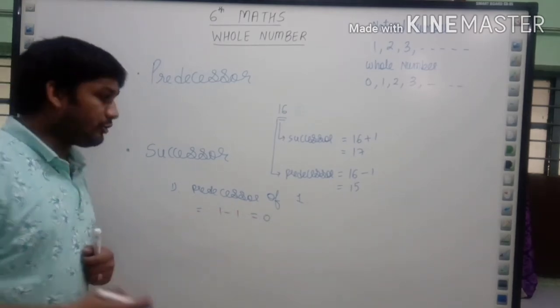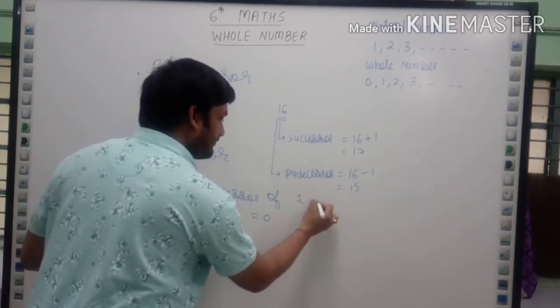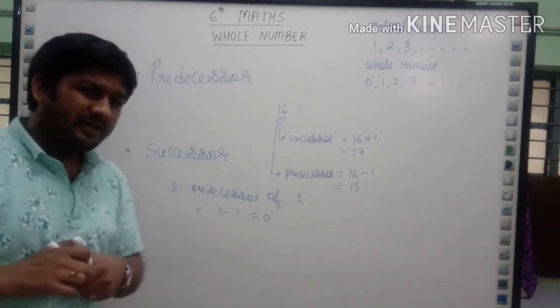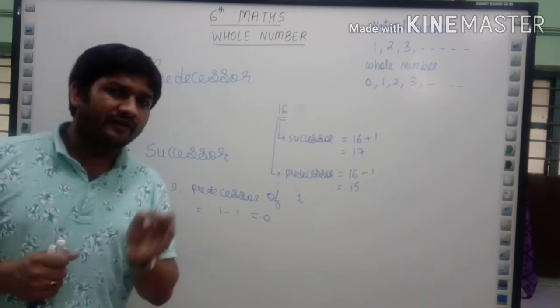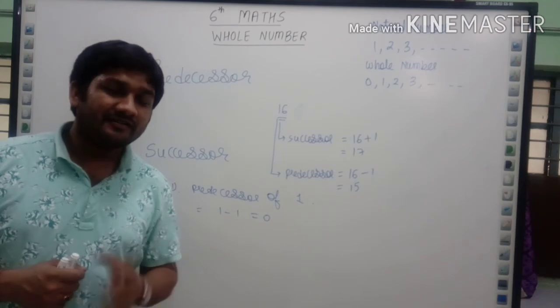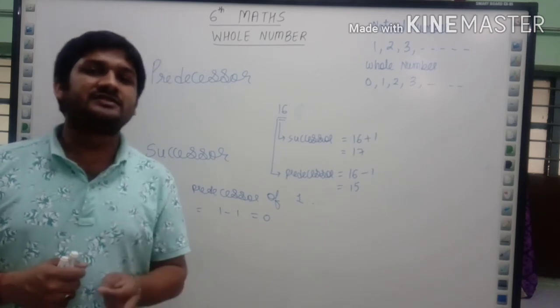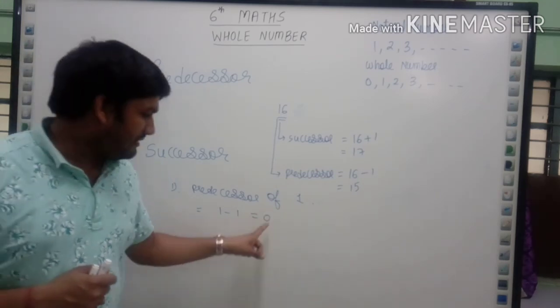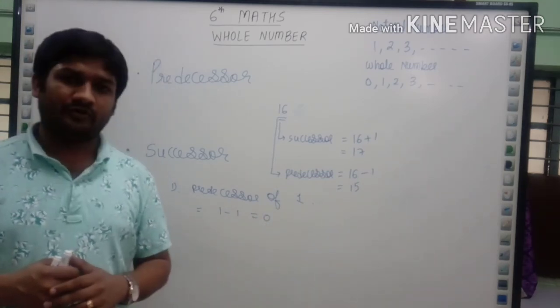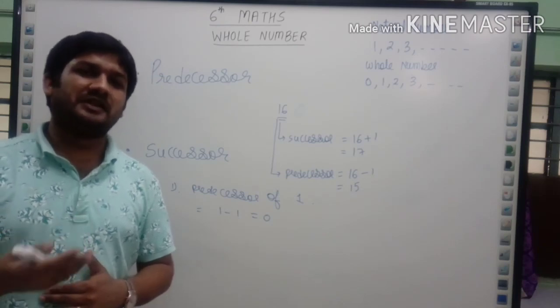But if I calculate the predecessor of the number 1 in natural numbers, what can I say? Natural numbers have no predecessor of 1, because 1 is the very first number in natural numbers. Natural numbers do not include 0. So I think the concept of predecessor and successor is clear to all of you.